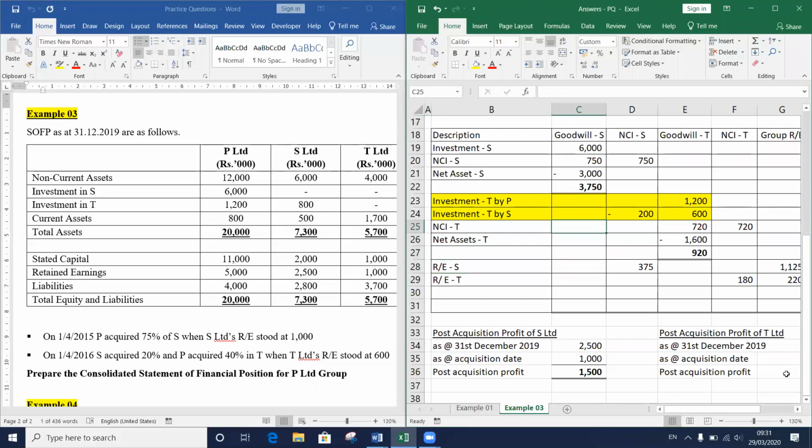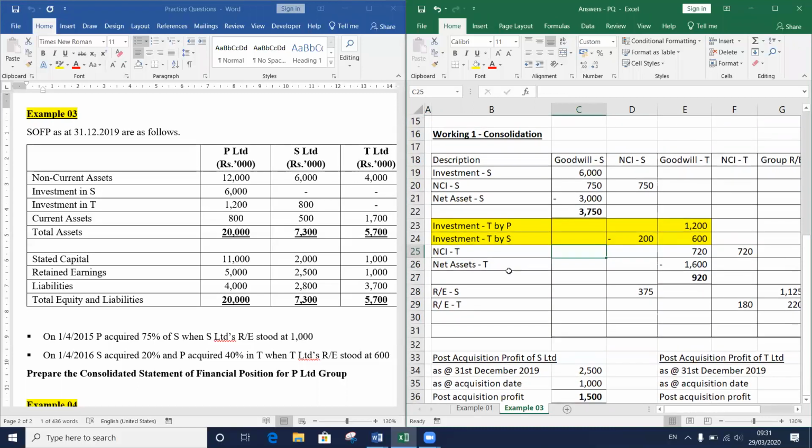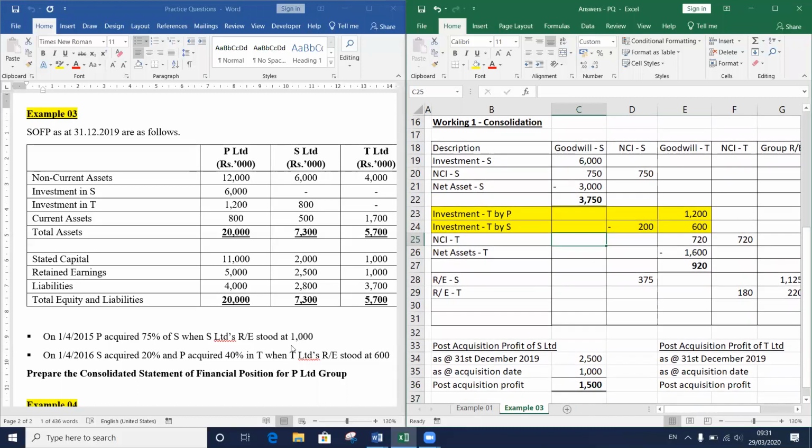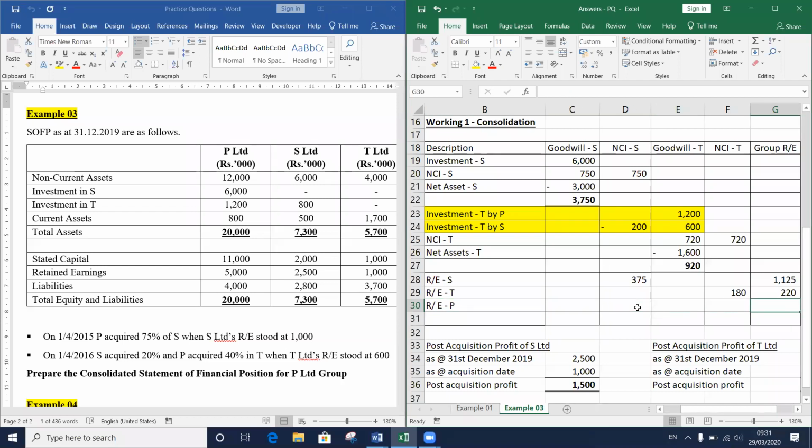Then what was the other thing we have done? Since there are no other adjustments, we need to consider the retained earnings of P, our company. P means our parent company. What is the amount I should consider here?